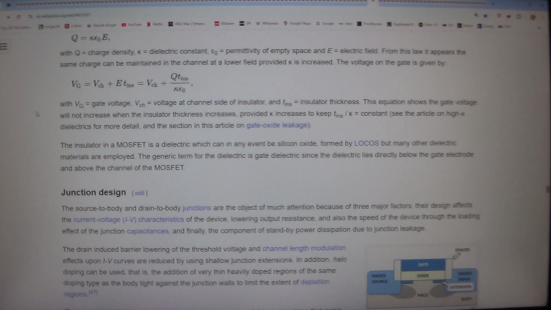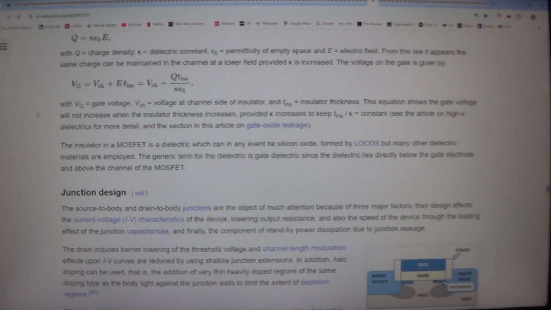This equation shows the gate voltage will not increase when the insulator thickness increases, provided kappa increases to keep t_ins / kappa equal to a constant. See the article on high-k dielectrics for more detail, and the section in this article on gate oxide leakage. The insulator in a MOSFET is a dielectric which can in any event be silicon oxide, formed by LOCOS, but many other dielectric materials are employed. The generic term for the dielectric is gate dielectric, since the dielectric lies directly below the gate electrode and above the channel of the MOSFET.